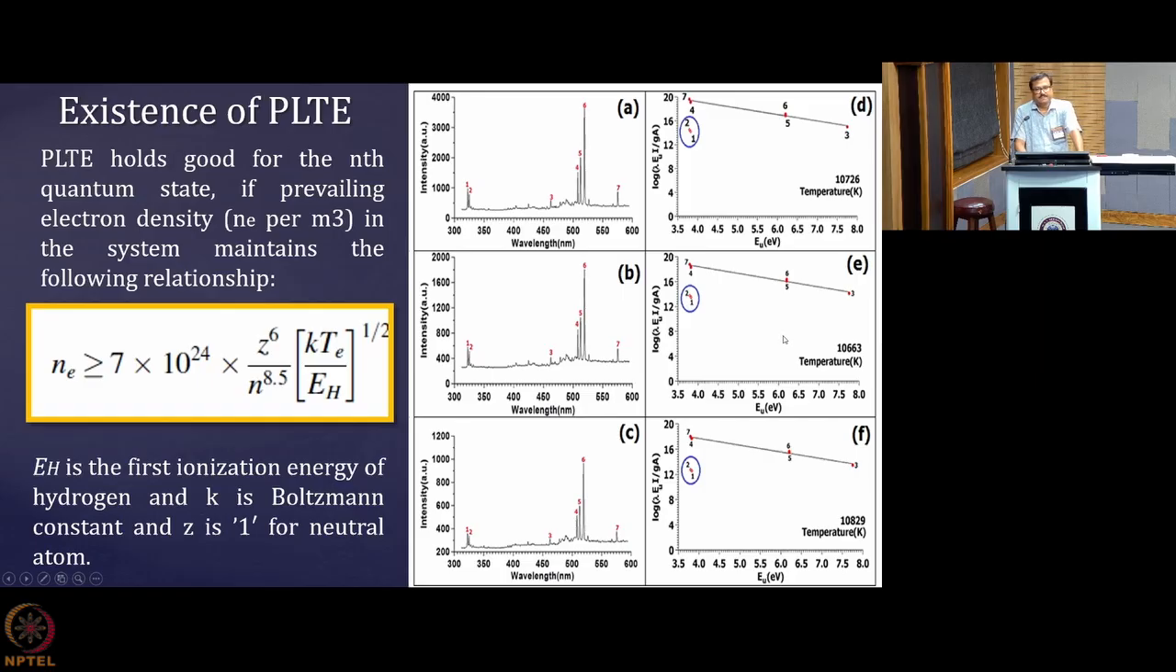So this is for one system. For another system also, you may encounter such a thing, that many of the lines are falling on one line, but some lines, specifically those involving the upper lying states at lower energy levels, are not following the linear Boltzmann plot equation. So this is how the PLTE or LTE which exists in a system is reflected in this plot.